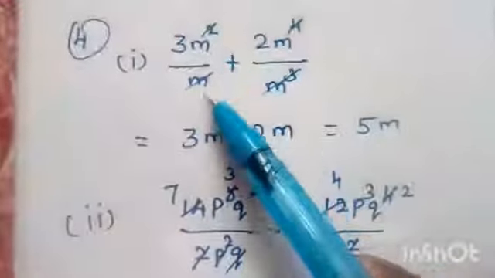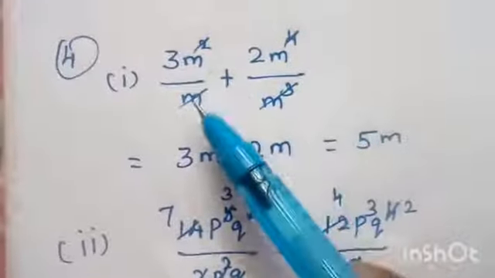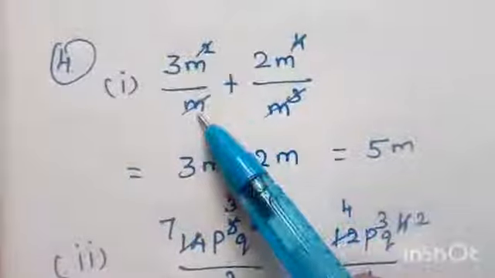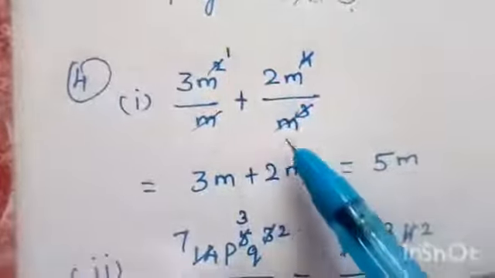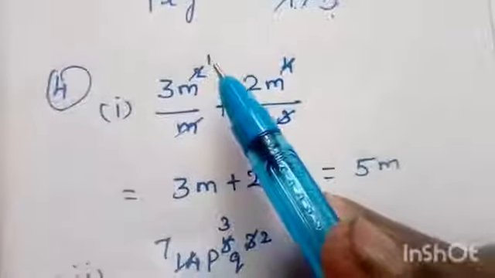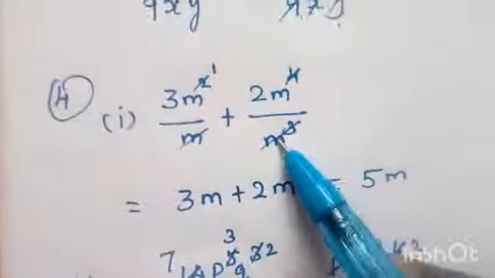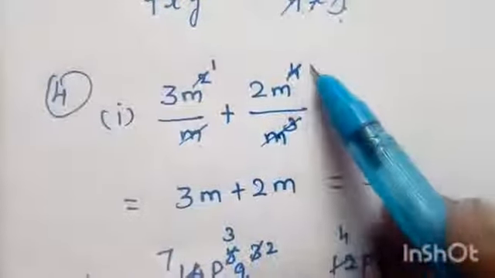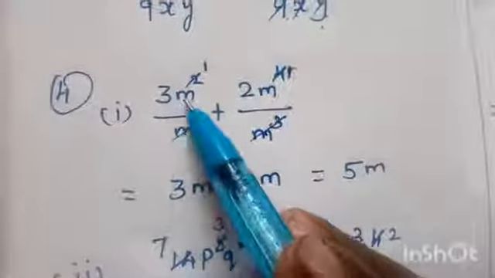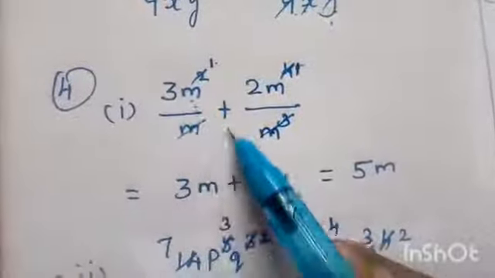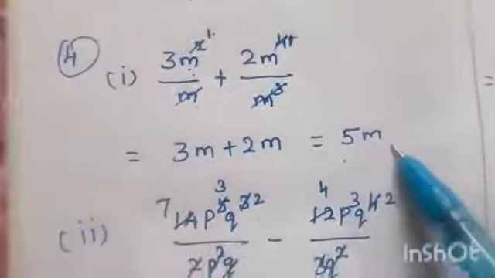First question, 3m square by m plus 2m power 4 by m cube. For the first term, m is cancelled one time, m into m. M power 1, if you get any confusion you can write it, otherwise you need not. For the second term, m cube, 3 times cancelled, so remaining 1. After cancelling we have 3m plus 2m, which is equal to 5m.